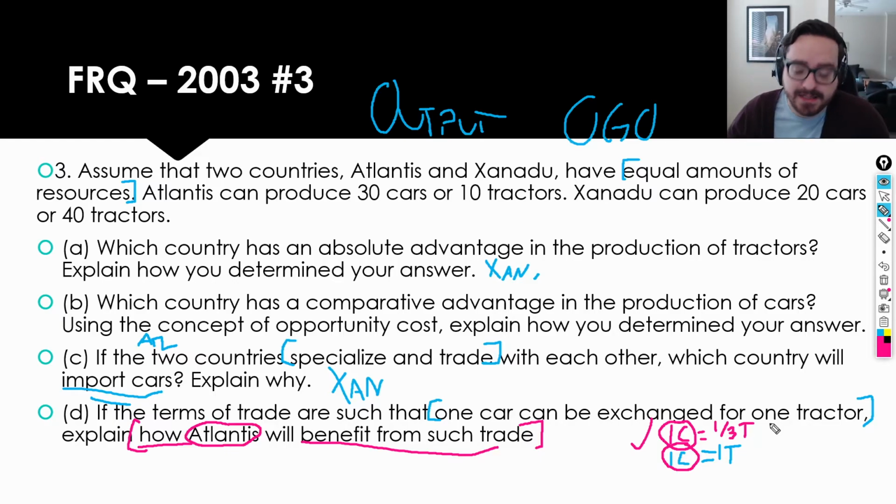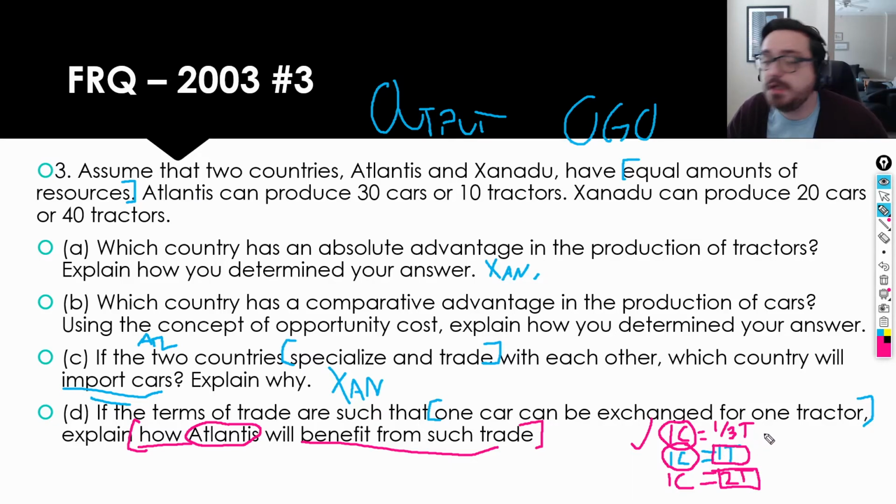That's the idea. Now, this would also benefit Xanadu. It doesn't ask about that, but it would have if you did the full range thing. It's one car for 2, and Xanadu's giving up 2, so this also benefits Xanadu because they're giving up fewer tractors than before, which is a separate explanation you could have also done. It wouldn't have been necessary. The question only asked about Atlantis, but just for the sake of understanding things, there's some extra understanding. But be very careful with FRQs.